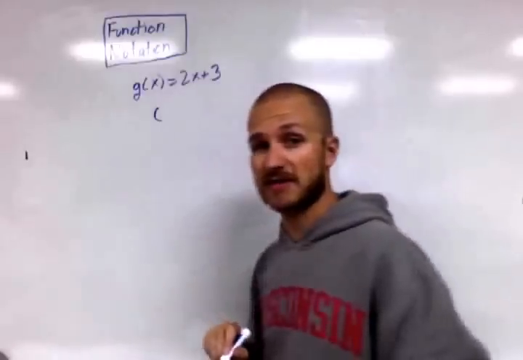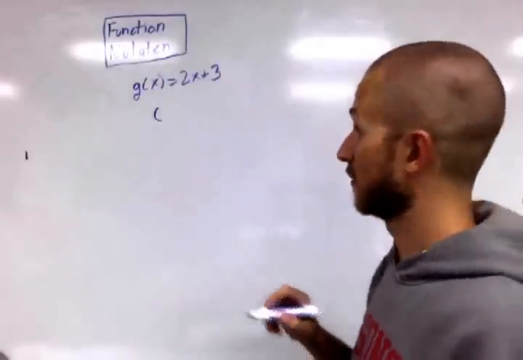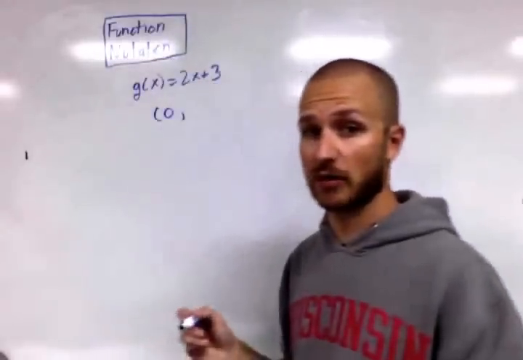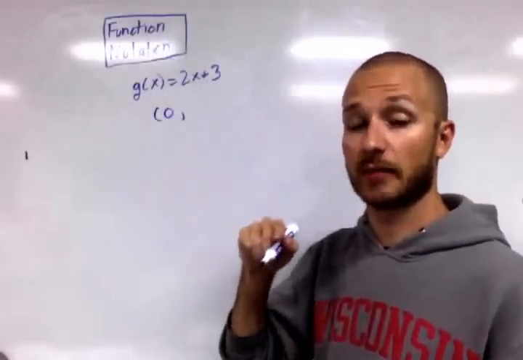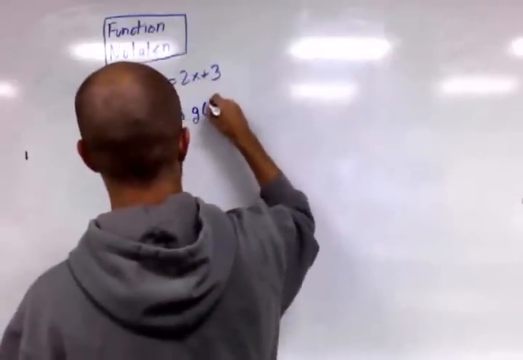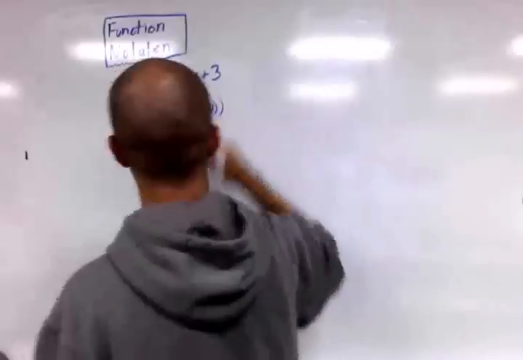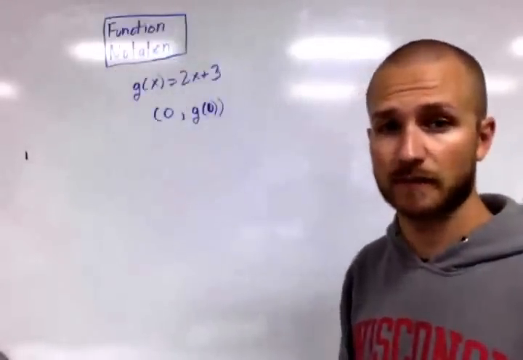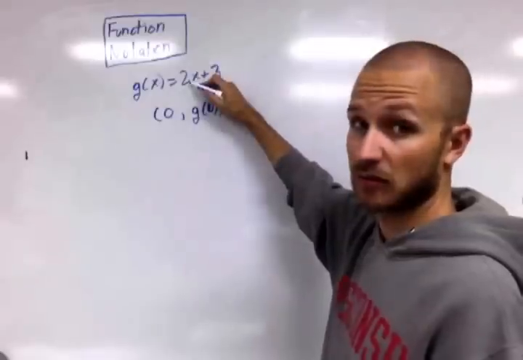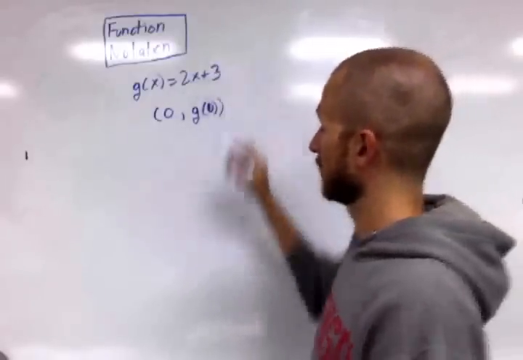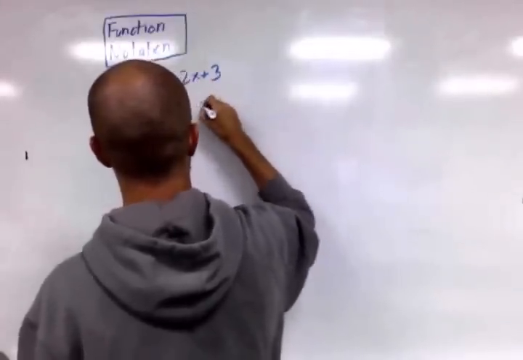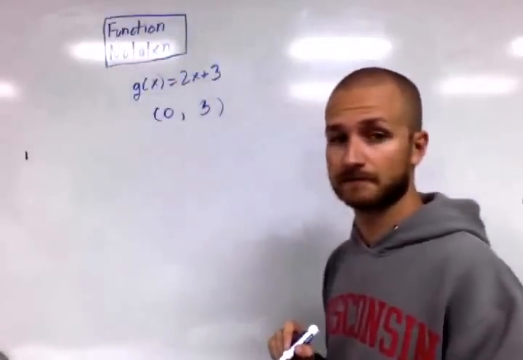So I'll pick some easier numbers. Maybe I want to say, okay, what happens if I plug in 0? I'll have 0, comma, that'd be my input. My output would be, what do I get if I plug in 0 to g? Namely, what is g of 0? Okay, let's practice that. I plug in 0, I get 2 times 0, which is 0. Add 3, and I get 3. So that really is 0, comma 3.